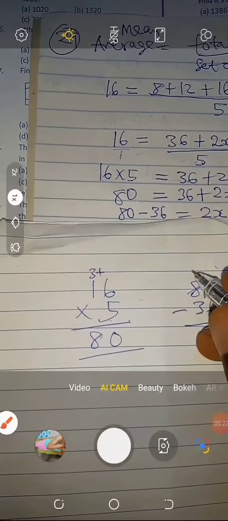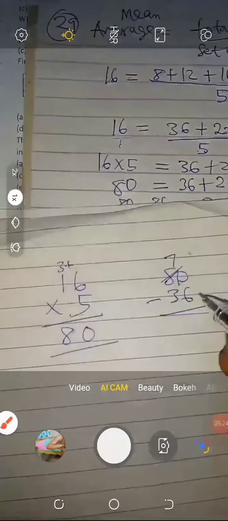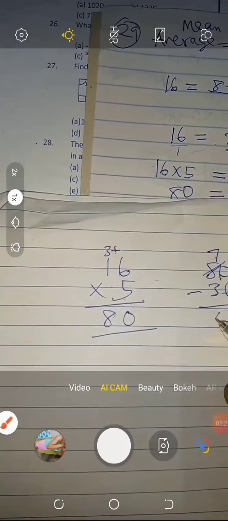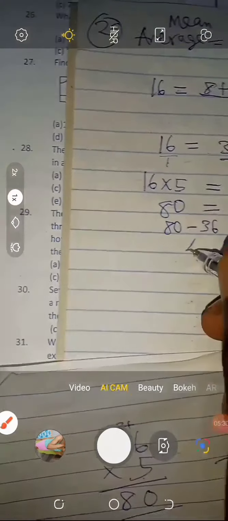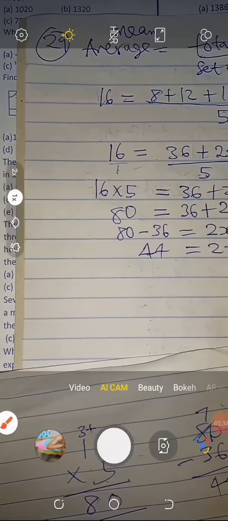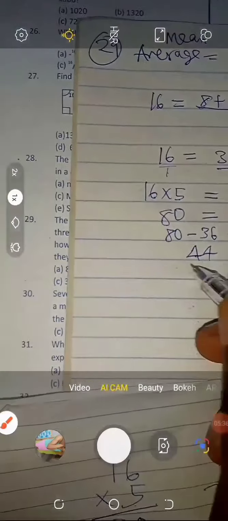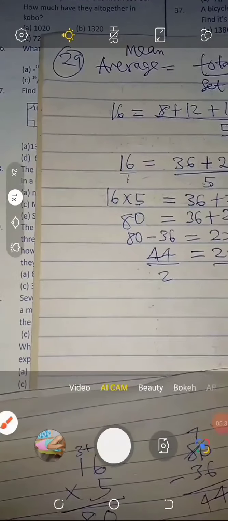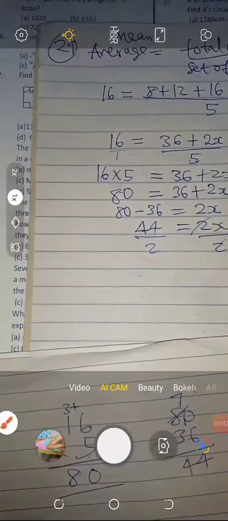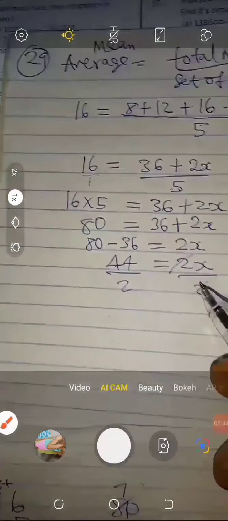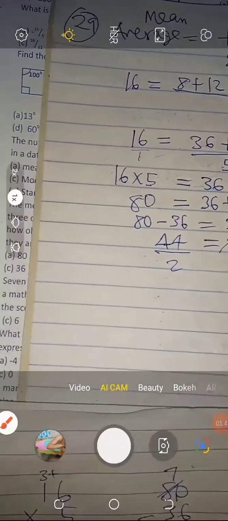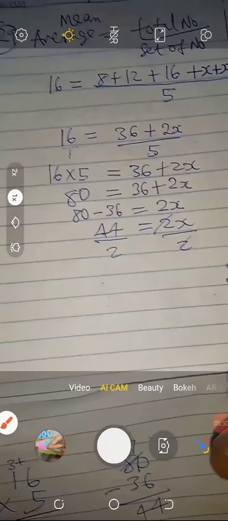So 10 minus 6, you have 4. And of course, 7 minus 3, you have 4. So we have 44 here, which now equals to 2x. By the time you divide both sides by 2, why are we doing that? So that we can cancel this and have our x. So whenever you have that, divide both sides by the coefficient, not numerator, the coefficient of the variable, like x. Now we do that.